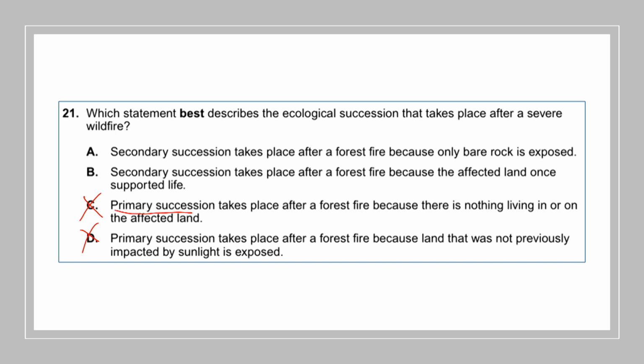Remember, primary succession is when you're starting with new soil or you're making new soil. Well, there's nothing in here that would make that happen. It's just a wildfire, so it's destroying the plants, but the soil is going to stay intact there, okay? So secondary succession takes place after a forest fire because only bare rock is exposed, or secondary succession takes place after a forest fire because the affected lands once supported life. Yeah, that's right, B. If it once supported life, then it's secondary succession, right?